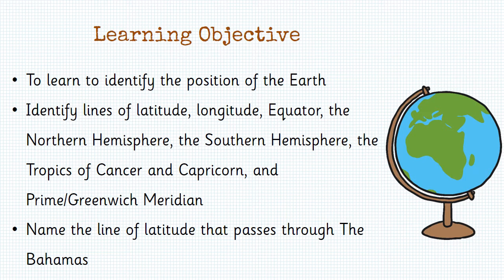As you go through this lesson, you will learn to identify the position of Earth. You will identify the lines of latitude and longitude, the equator, the northern hemisphere, the southern hemisphere, the Tropic of Cancer and Capricorn, the prime and the Greenwich meridian. You are also going to name the lines of latitude that pass through the Bahamas.